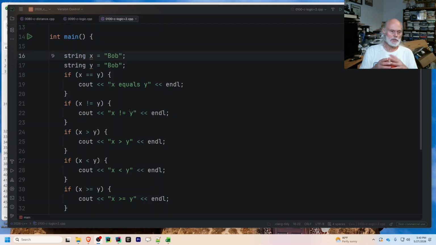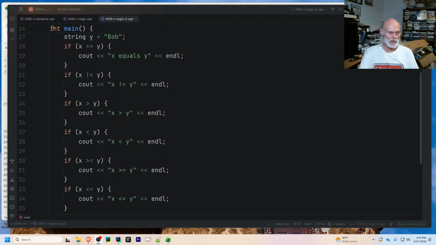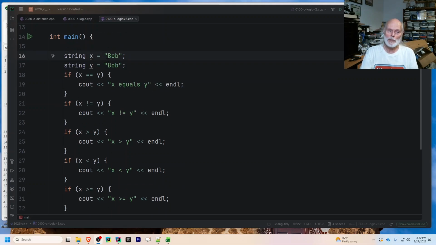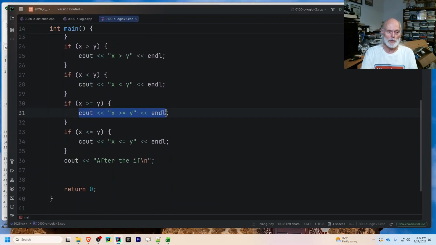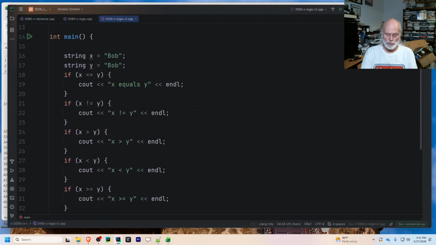In this video, we're going to continue looking at the if statement, and I have my 6 possible conditions: x equal y, not equal, greater than, less than, greater than or equal to, and less than or equal to. But this time, I'm using a string. So I've got Bob and Bob, so they should be equal. So it should be true that they're equal. It should also be true the greater than or equal and the less than or equal. So let's run it.